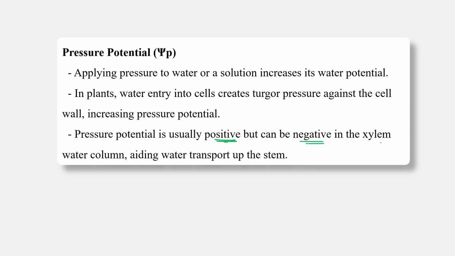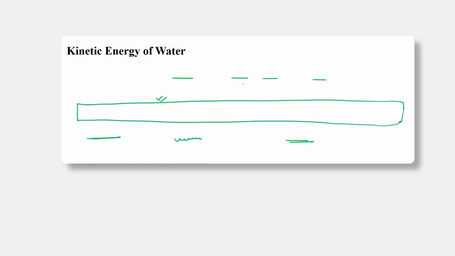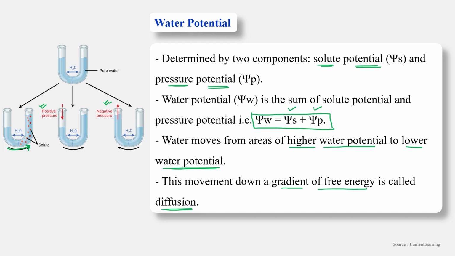Clear? In the previous slide, just now, I showed you that slide here also. If we add some kind of solute, then water moves from high concentration to low concentration. This is known as water potential. If we apply a kind of pressure on the water, it will increase water potential, right? So movement of water occurs from high pressure to low pressure. This is known as pressure potential.